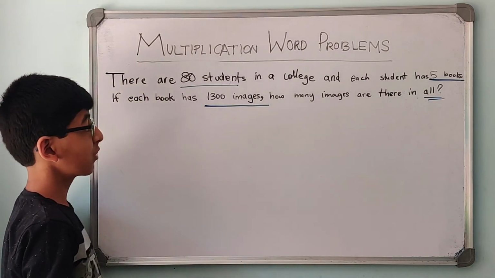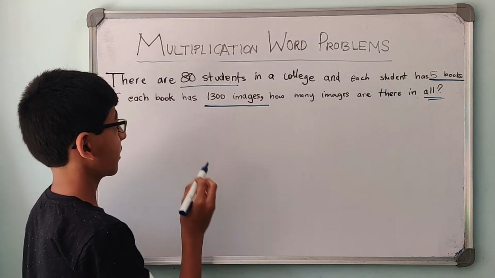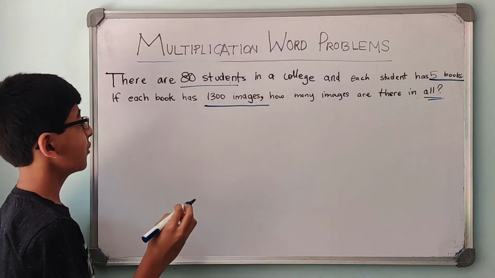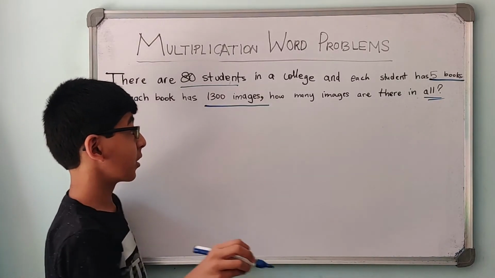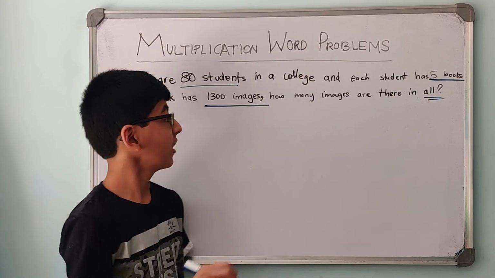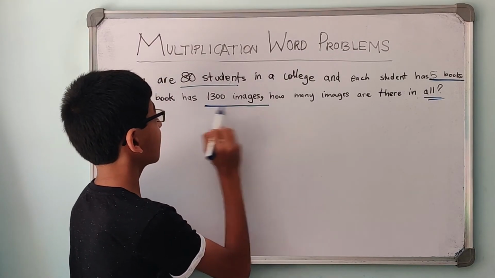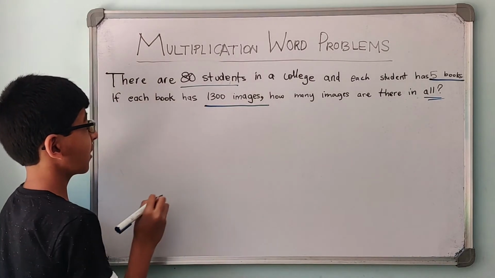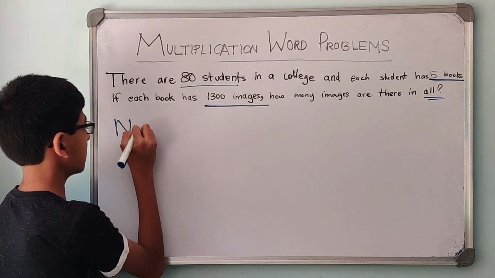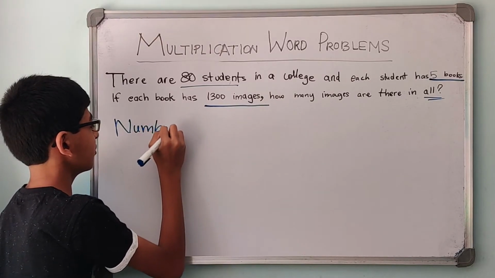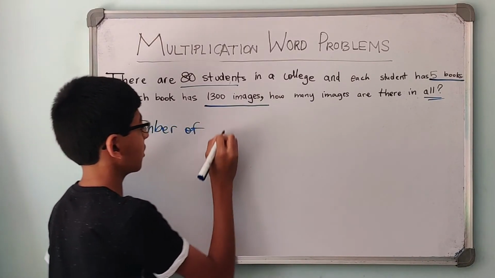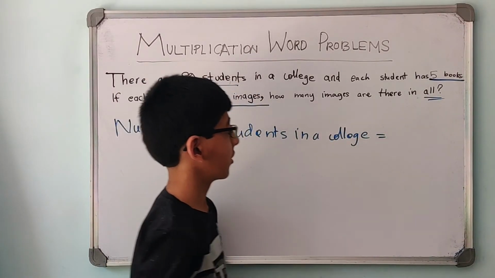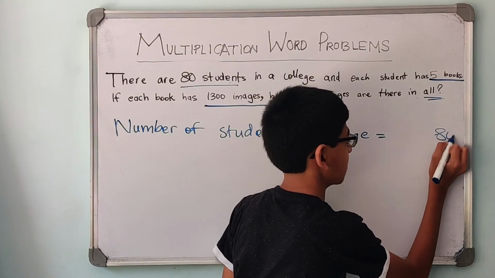So to solve this question, you have to do multiplication again. This into this into this. So first we'll find the total number of books in the college and then we will multiply that with 1,300 images. So the first sentence is going to be the number of students in a college. The number of students in a college are 80 students.